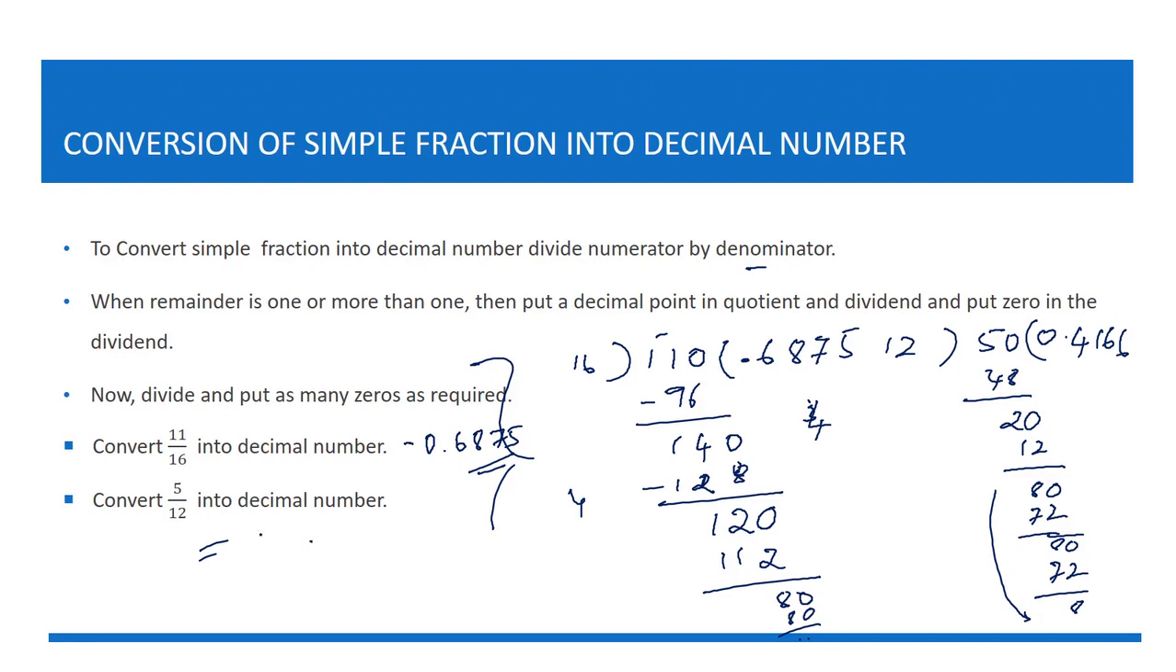So this is going to be the decimal equivalent of 5 by 12, which is 0.4166, or otherwise you can approximate it into 0.4167. You can stop it here, right? This is how you are going to convert a simple fraction into a decimal number.